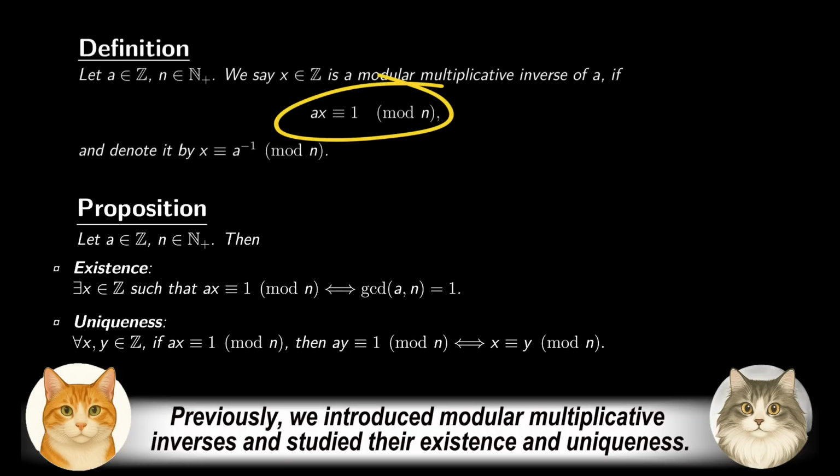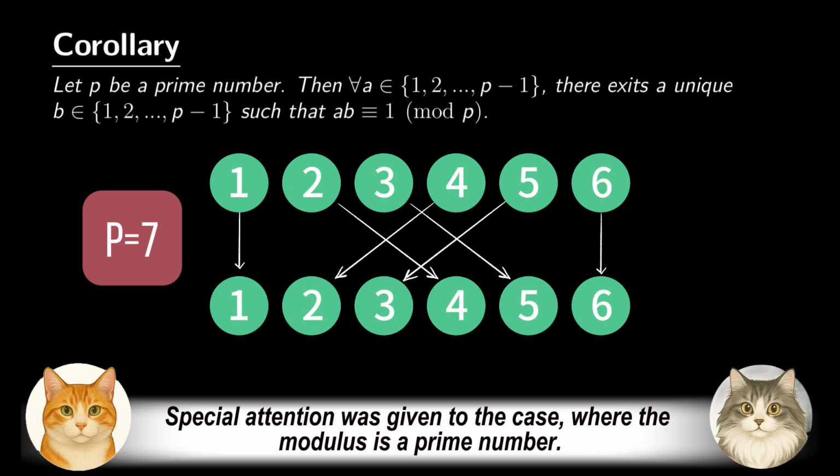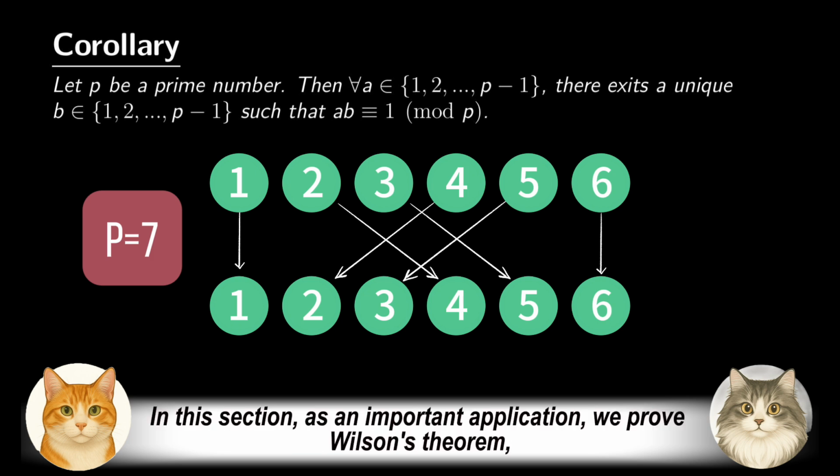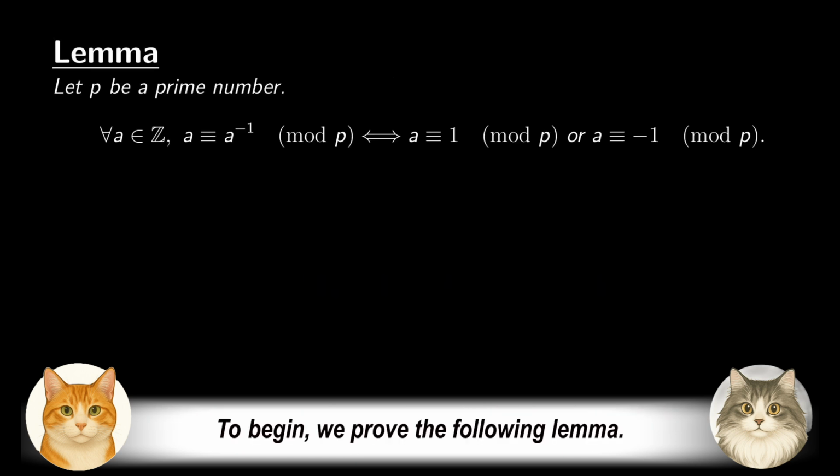Previously, we introduced modular multiplicative inverses and studied their existence and uniqueness. Special attention was given to the case where the modulus is a prime number. In this section, as an important application, we prove Wilson's theorem, which also paves the way for establishing Fermat's little theorem using a combinatorial argument. To begin, we prove the following lemma.